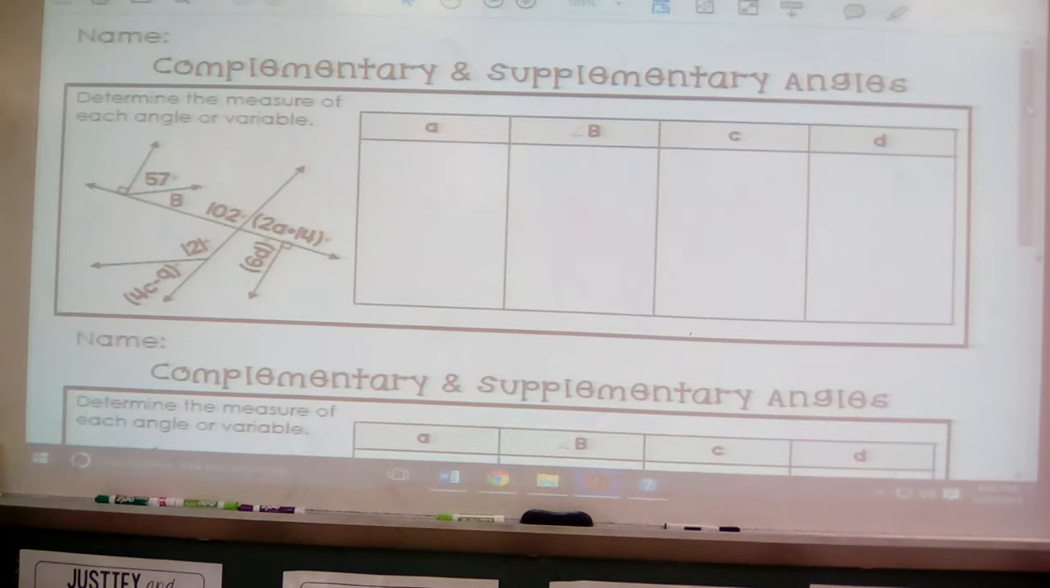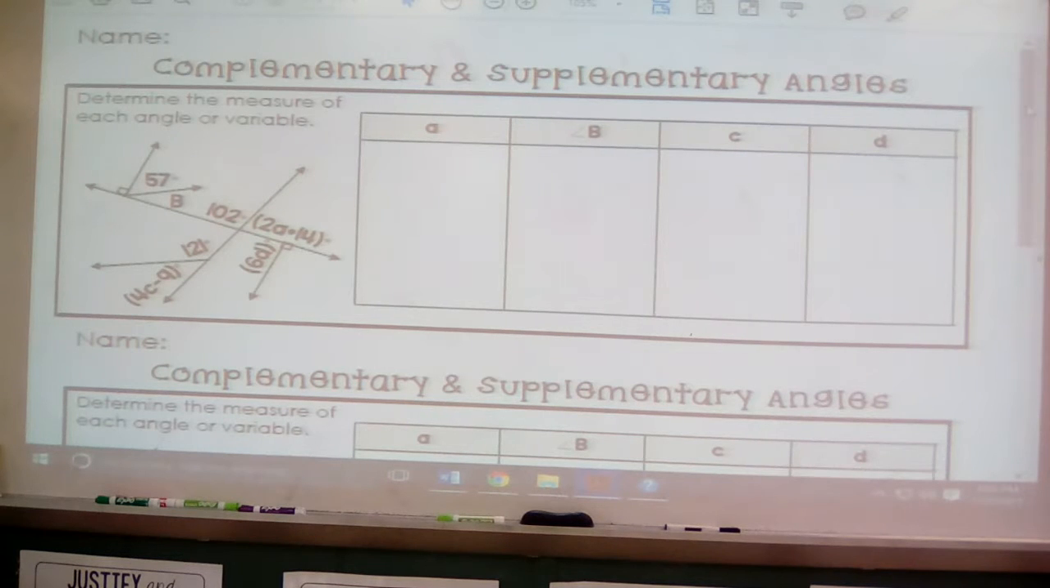As you see for the homework tonight, we are finding four different values, and I'm going to go through with you how to find those values and also the answers, just in case you do not understand how to do this. To start with, the first one we're finding is the value of A.